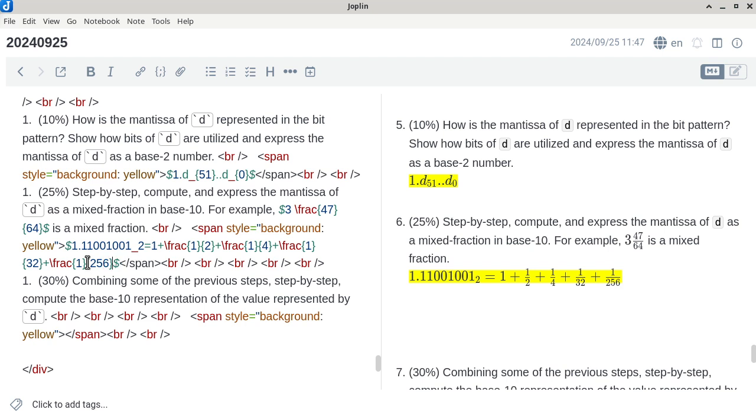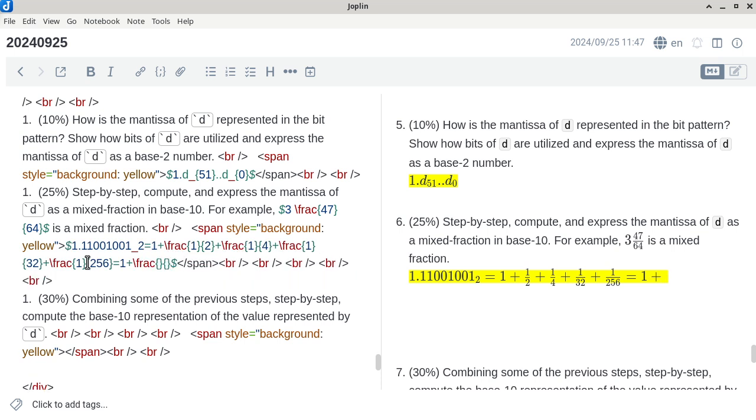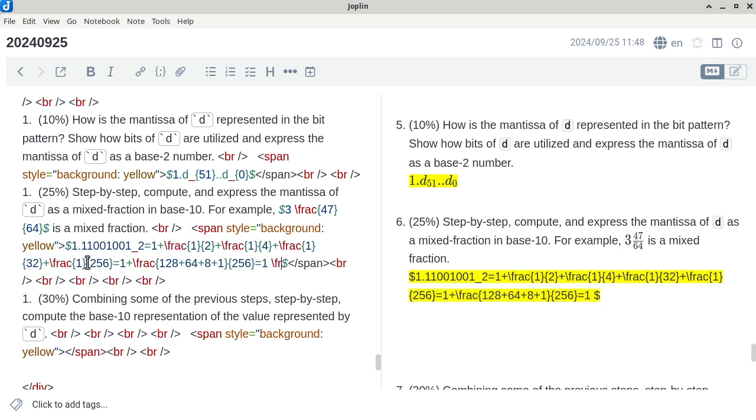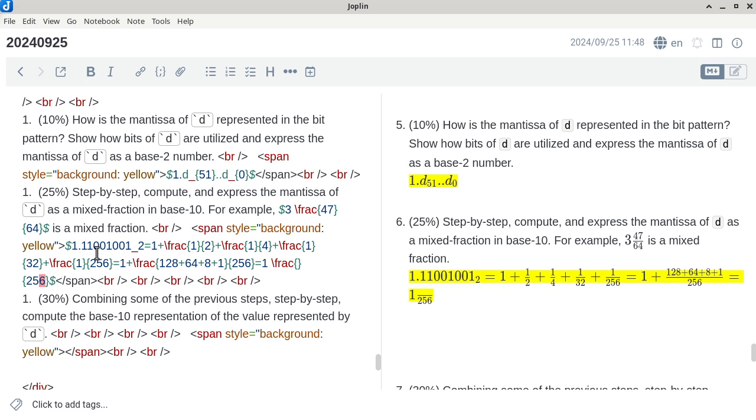So now we take these and then we turn it into one mixed fraction here. So this becomes 1 plus a fraction. I'm going to use the common denominator of 256. So if I have a denominator of 256, the 1 half is going to have a numerator of 128. The quarter is going to have a numerator of 64. The 32nd is going to have a numerator of 8. And then finally, the 1 divided by 256 is just 1 over here. And I just have to add up everything. So it becomes 1 and something divided by 256. And this is now just arithmetic, which is adding 128 plus 64, and so on. So it becomes 201 divided by 256.